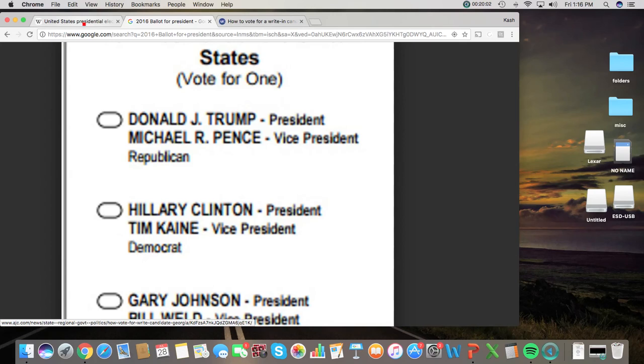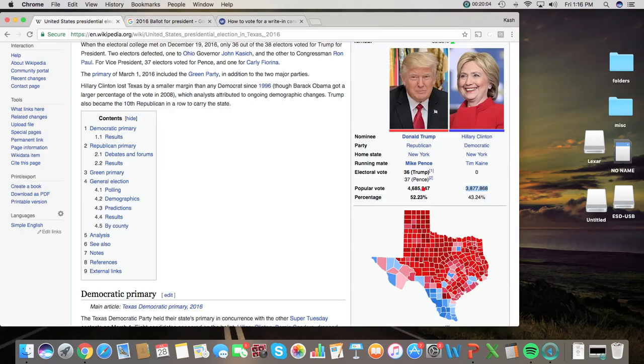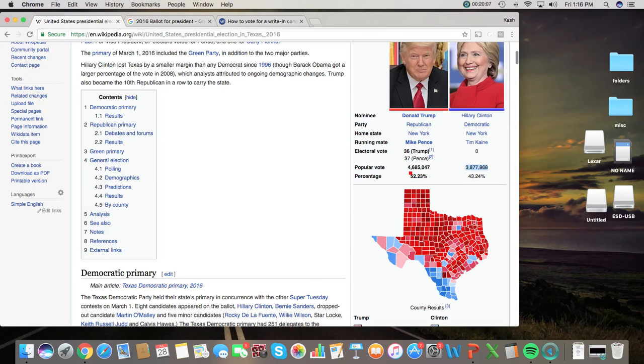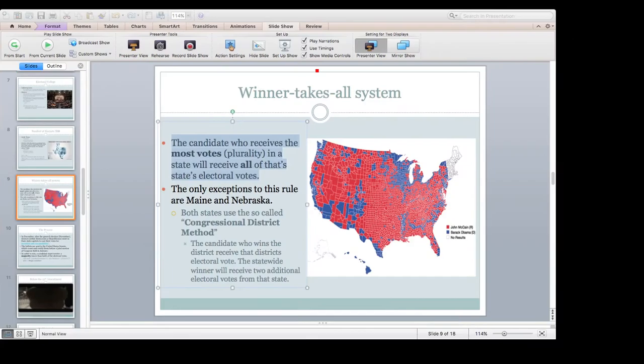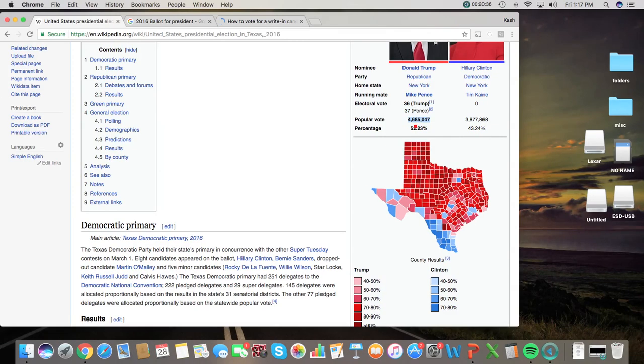And who got more votes? As you see here in Texas, 52% of the vote went to Donald Trump. Now, Hillary Clinton got 43% of the vote. That means in Texas, nearly 3.9 million people voted for her. But will she get anything from this state? Will she receive any of the state's electoral votes? Nope. Because what did I say a moment ago? Texas is one of the 48 states that is a winner-takes-all system. What does that mean? Whoever wins the popular vote in Texas, like that, will receive all of this state's electoral votes.